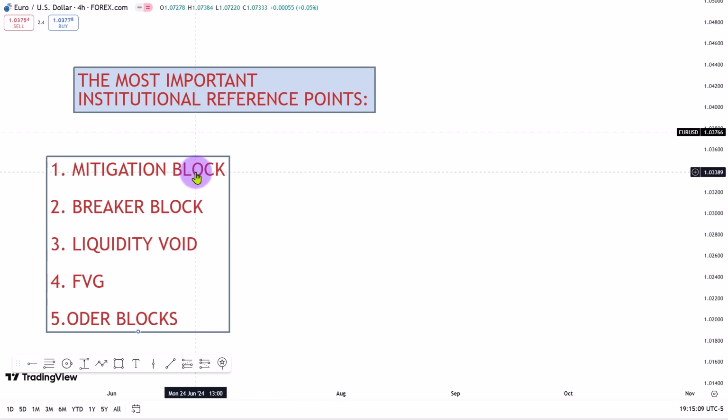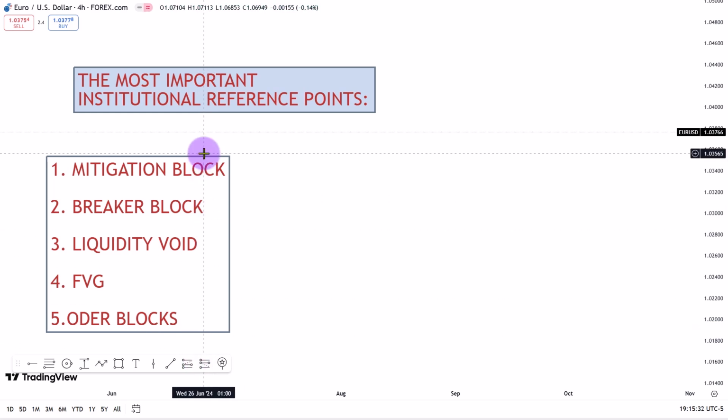The first is called mitigation block, the second is called breaker block, the third is called liquidity void, then the fair value gap, then the order block. Okay, you should know that there are more than this, but I want you to pay attention to only these 5. Now, these institutional reference points are arranged in their order of importance.